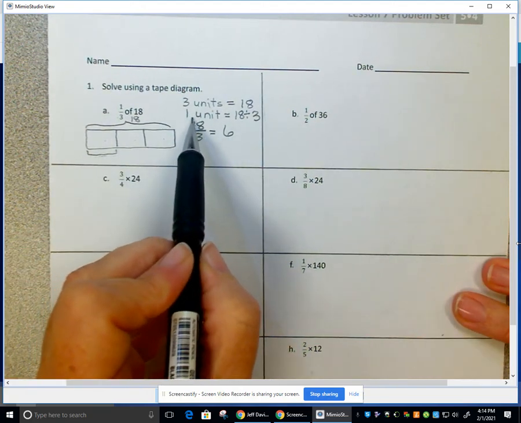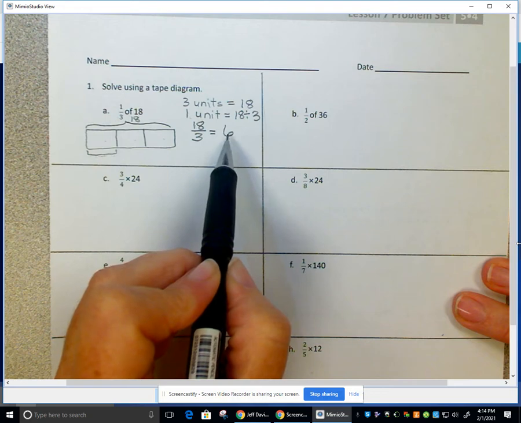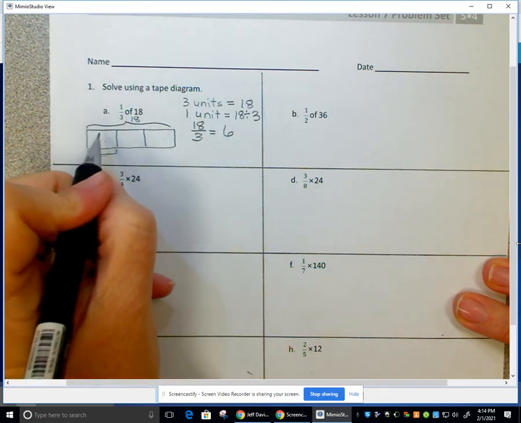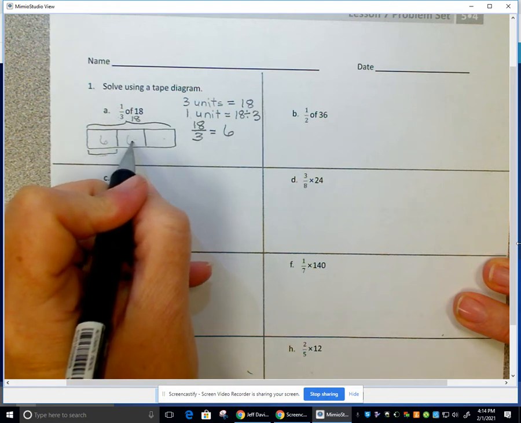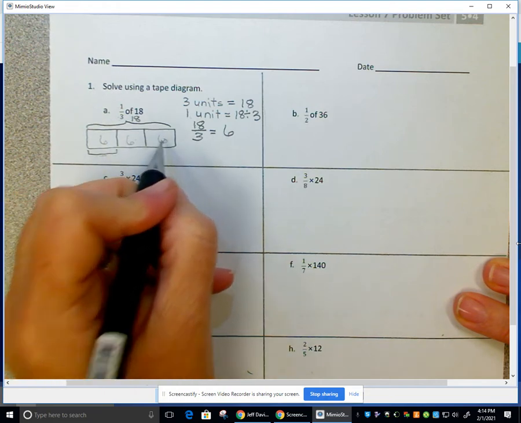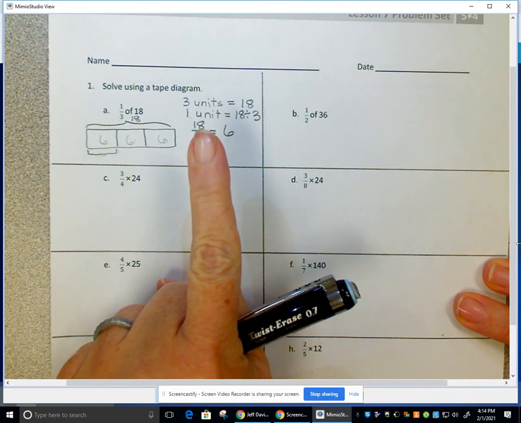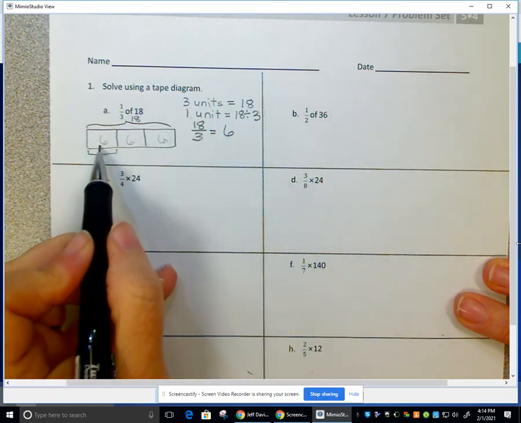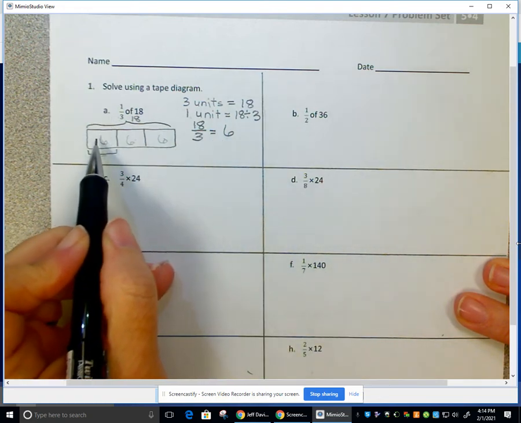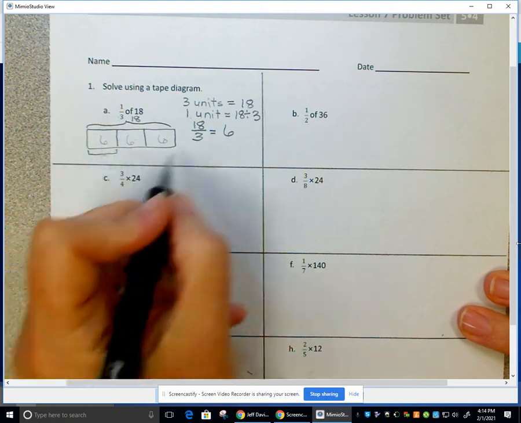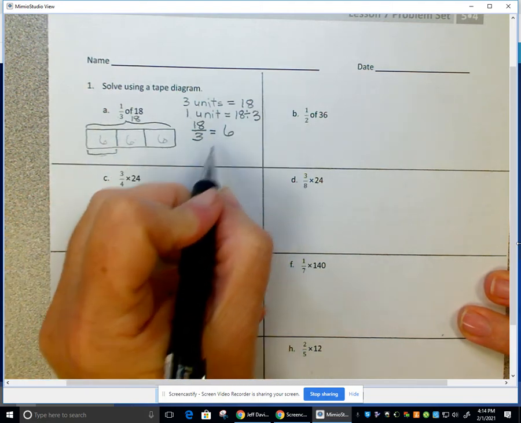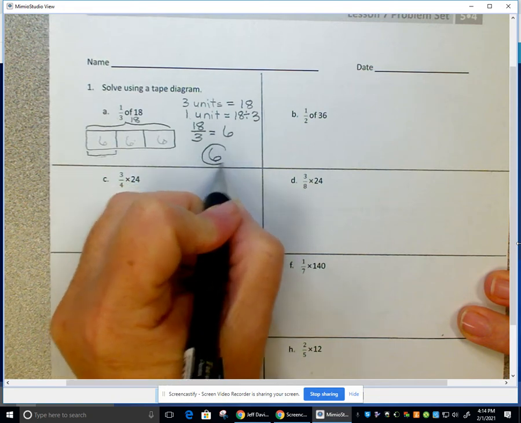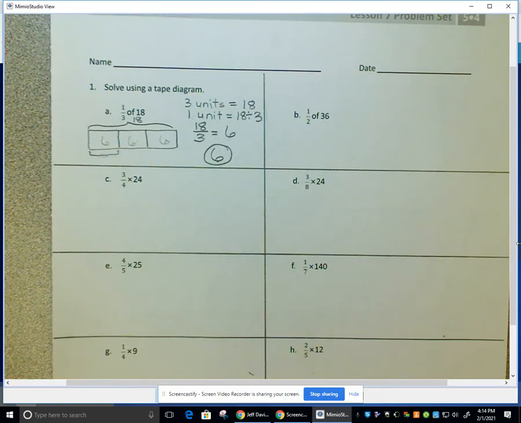Now, if 1 unit equals 6, then this is 6, this is 6, and this is 6. But I only need 1. So my answer is just what's in this one. And the answer is 6.